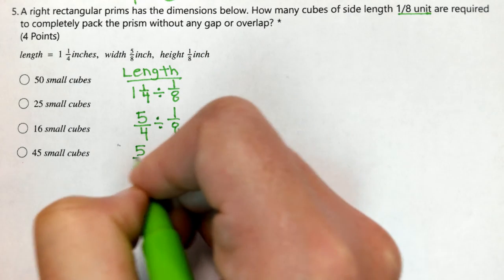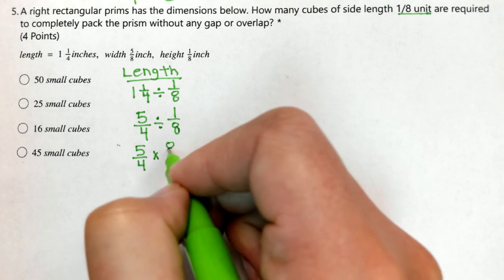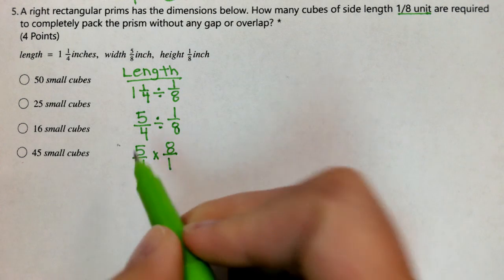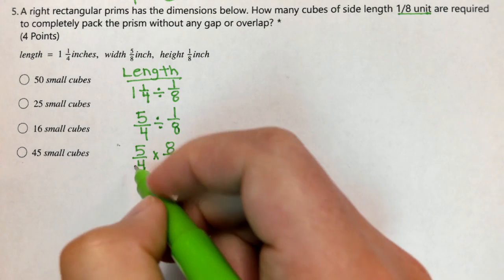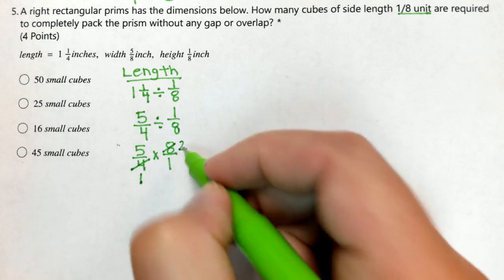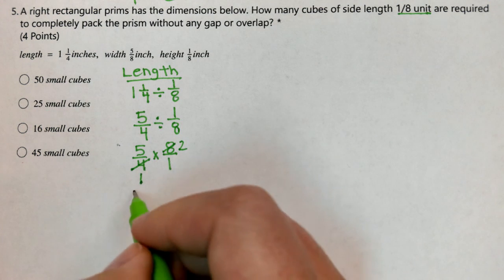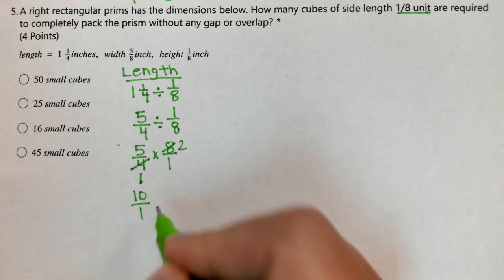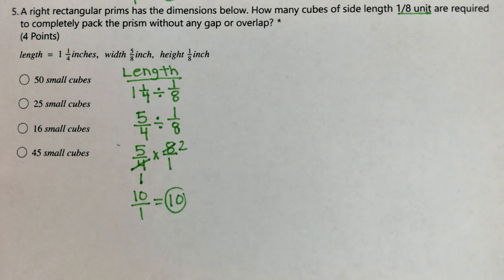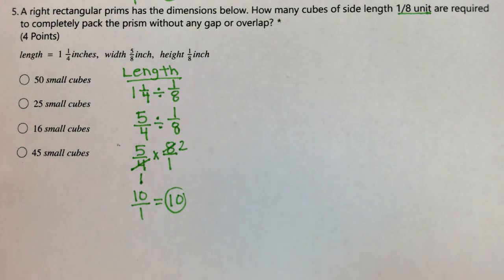So keep the 5 over 4, change division to multiplication, flip 1 over 8 to 8 over 1. 5 and 1 can't simplify, but 4 and 8 can, so divide by 4. 4 divided by 4 is 1. 8 divided by 4 is 2. Now I'm going to multiply across. 5 times 2 is 10. 1 times 1 is 1. 10 over 1 equals 10. So that means 10 of those 1/8 inch cubes can fit in my length.